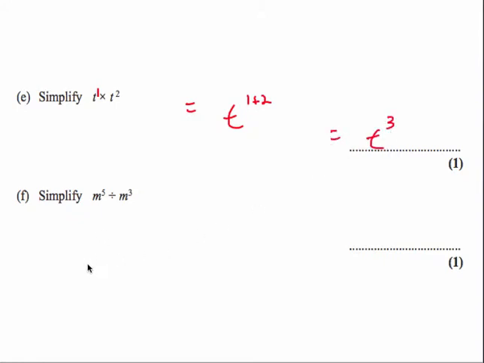Easy. Now, the reverse is true. If we have m to the power 5 divided by m to the power 3, all we do is we subtract the powers. So m to the power 5 minus 3, which is m to the power of 2. Not forgetting to always put our answer on the answer line.